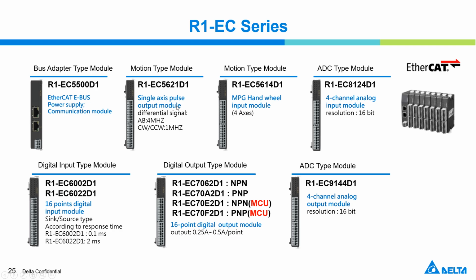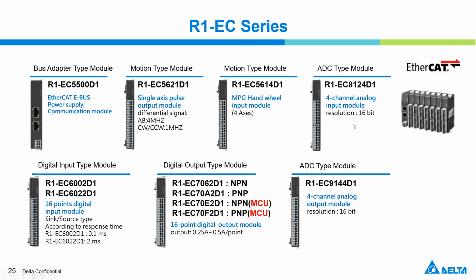And you can see for this R1-EC, here is the single axis pulse and the MPG handwheel input module, and the four channel analog input, and DO module, and a four channel analog output module.